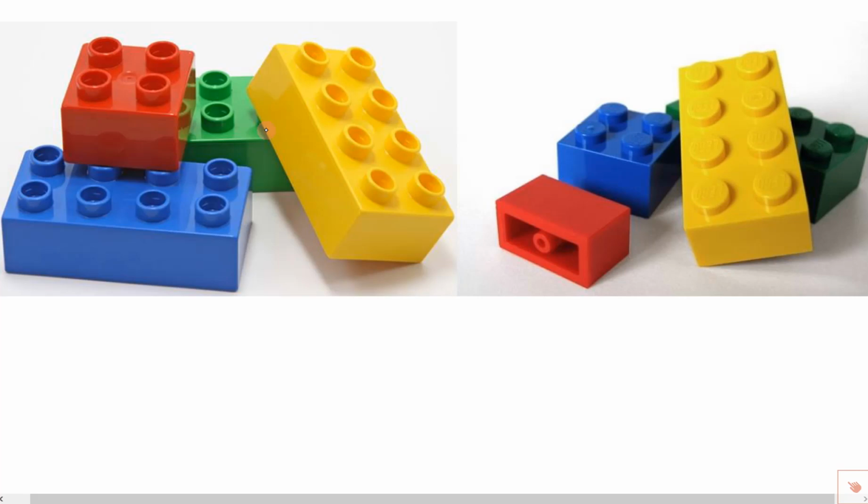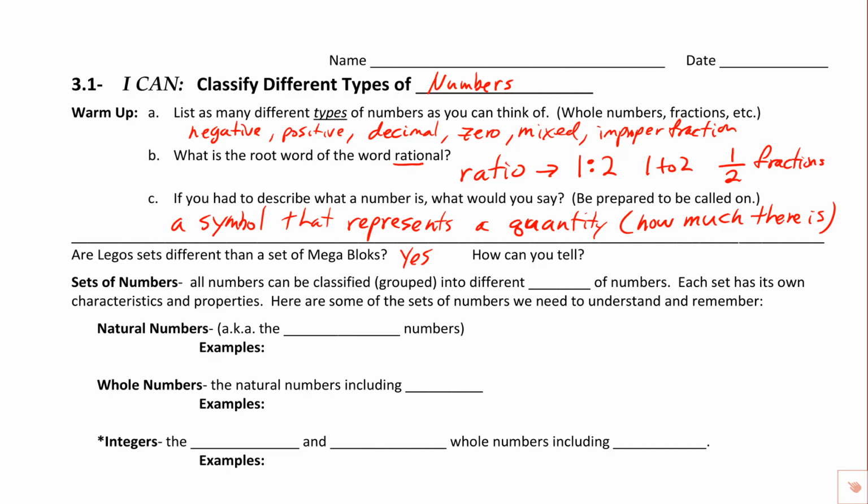So they are a little bit different, and we could say, well, this yellow one is very much like this yellow one over here, but this one has solid tops and this one has little holes right there. So they are slightly different, but they're very similar. They have a lot of similar properties. So we're going to go back and take a look right here.